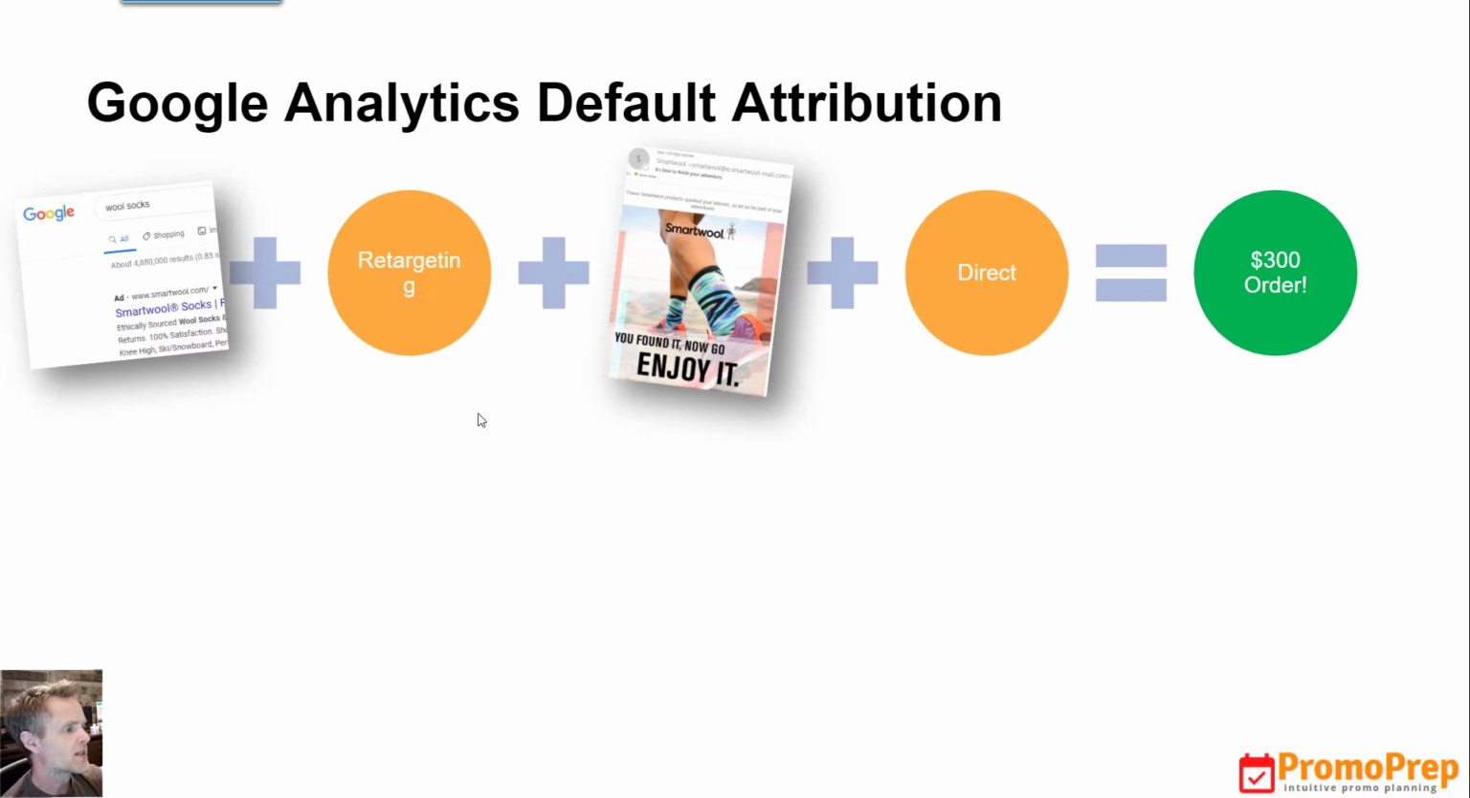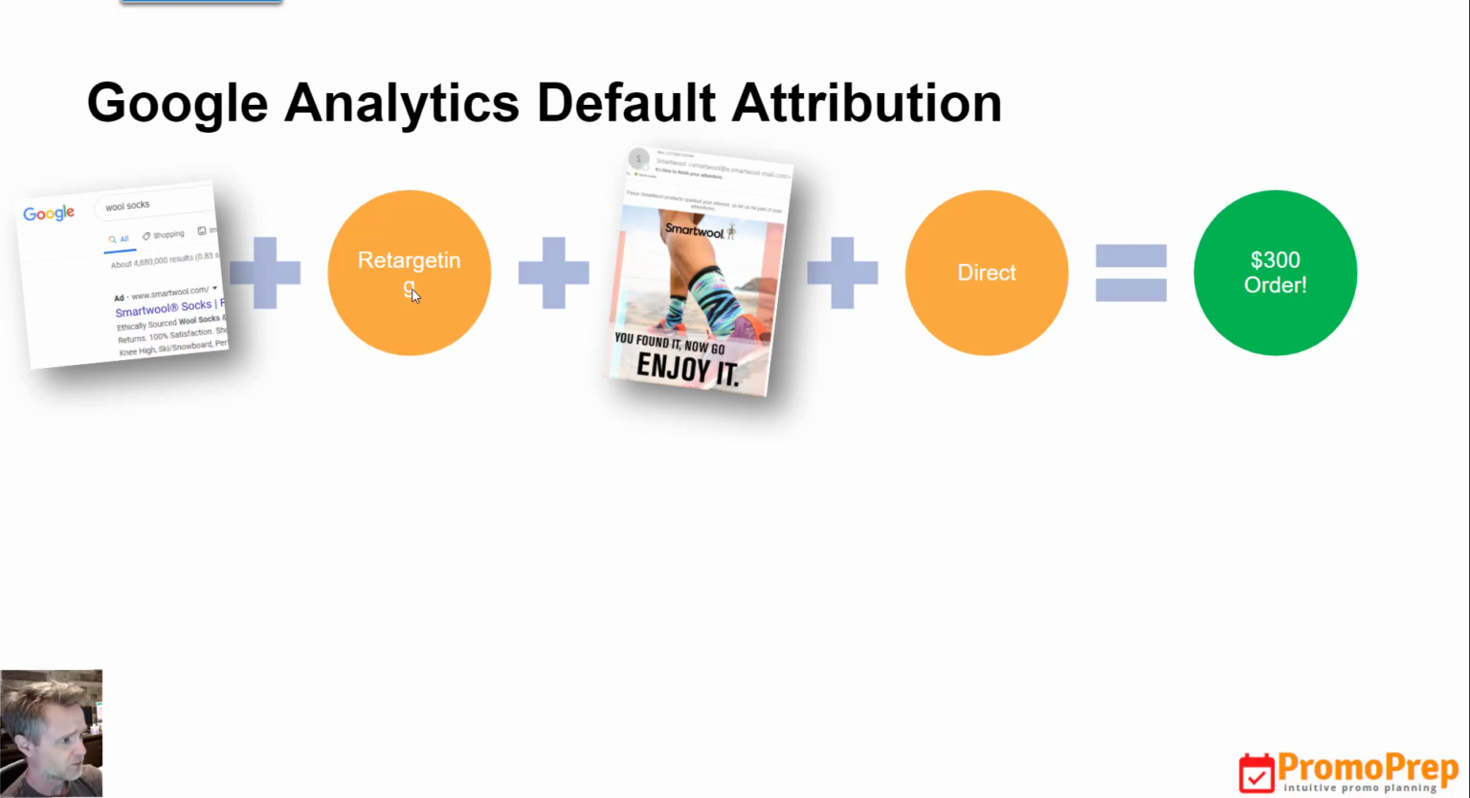So a quick example about how Google by default uses attribution. Let's say I'm shopping for wool socks. I go to Google, I type in wool socks, and I click on this first paid ad for Smartwool. Great. I go to their site, I look around. I'm not ready to buy anything yet, but I leave the site, and then as I'm browsing the web, I get retargeted. I get hit with some ads. Great, I click through, and then I go back to the site.